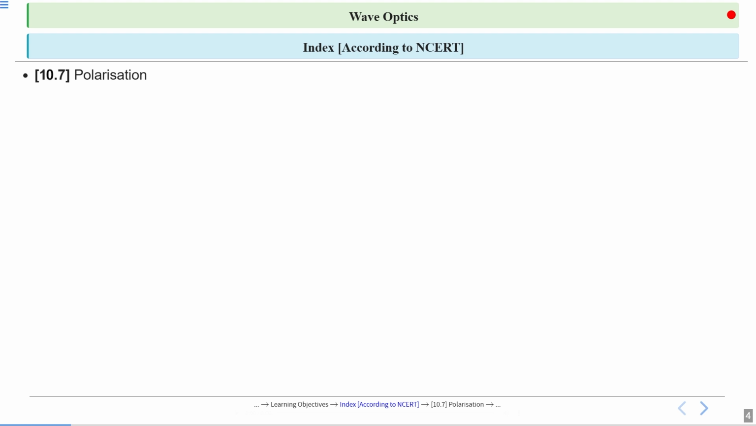So this is our index. We are going to cover NCERT section 10.7, which is polarization, and after that we will discuss example 10.2. Example 10.2 will help us see how polarized light can be used in practical scenarios.